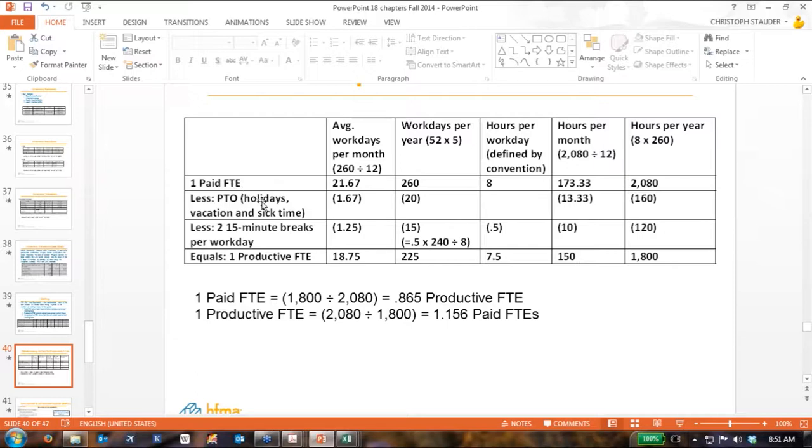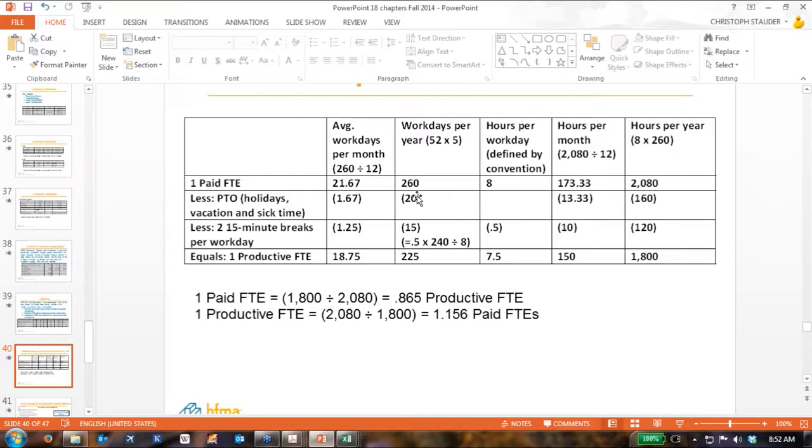Now this person working in healthcare or in any other organization has PTO, holidays, vacation, sick time, sometimes broken into different categories or sometimes not. For this employee, it would be 20 workdays a year, 5 weeks essentially. And then this is what that turns out to be. That's 160 hours and so forth and so on. Here is an interesting little tidbit. If you factor in the half an hour of break times that people are entitled to under the Fair Labor Standards Act if they work an 8-hour shift, that's 15 minutes times 2, that actually amounts to 120 hours a year. That's a lot of hours if you think about it.